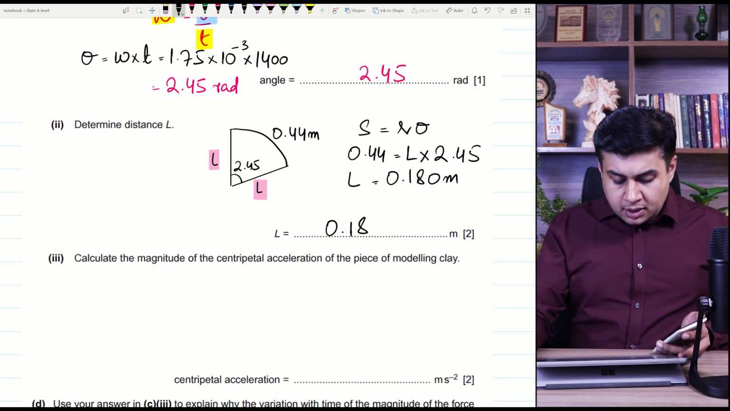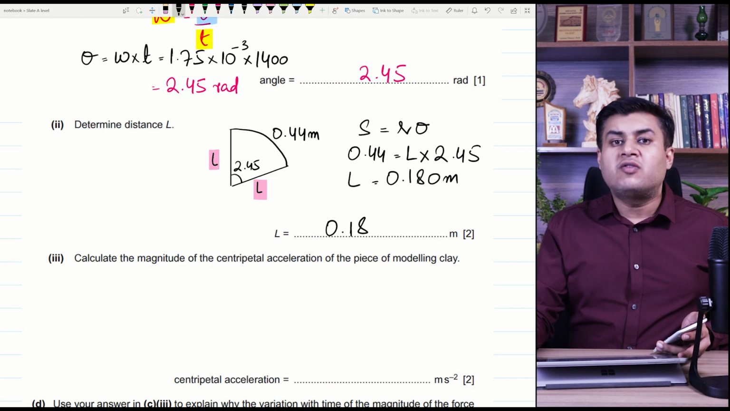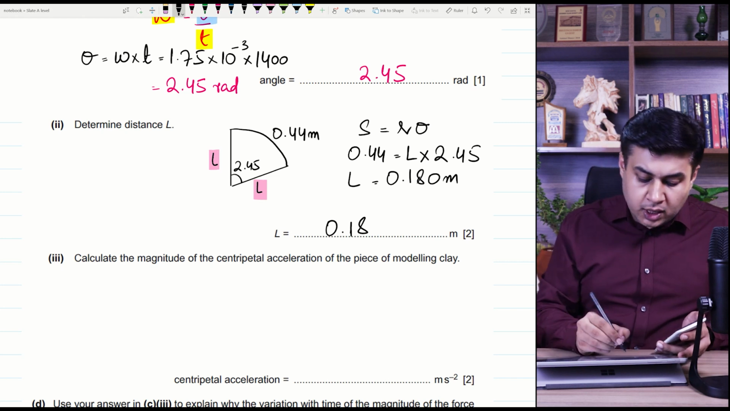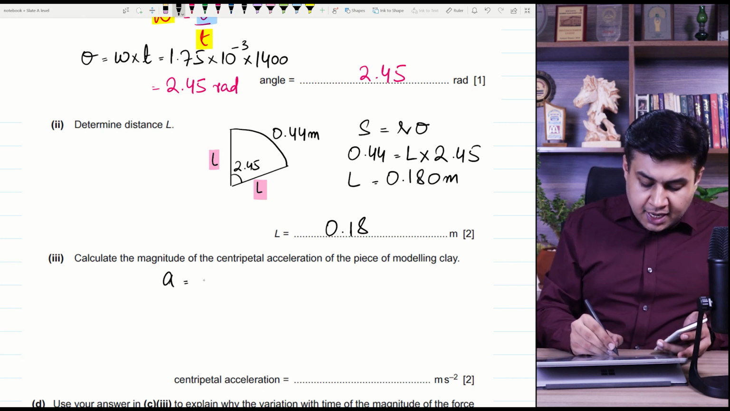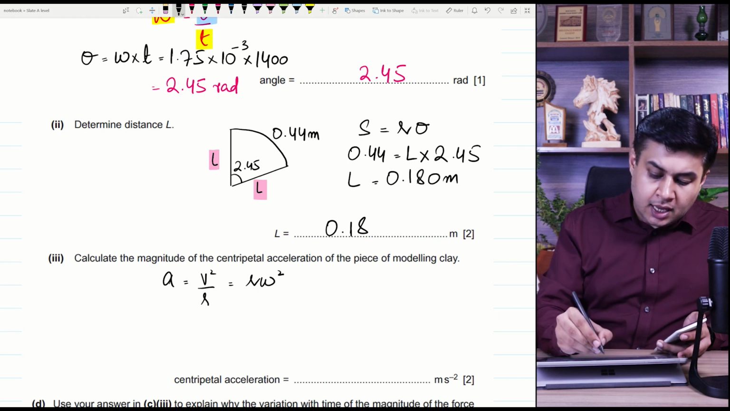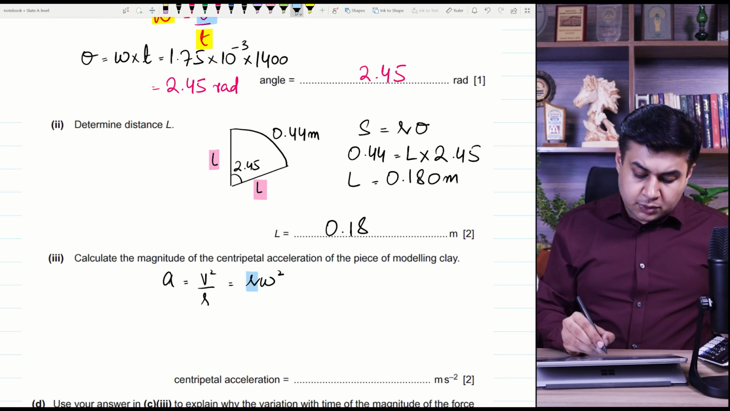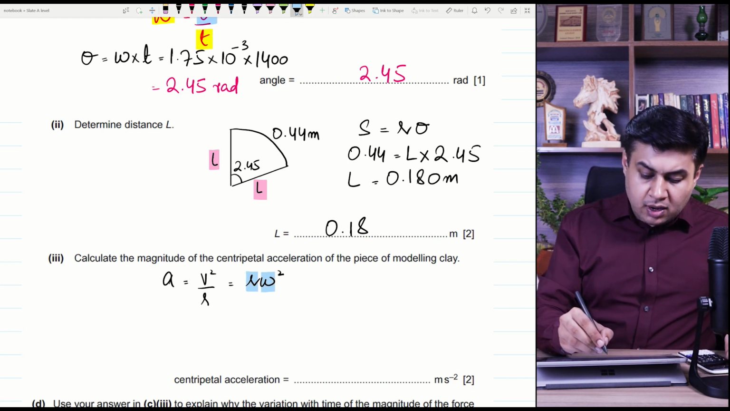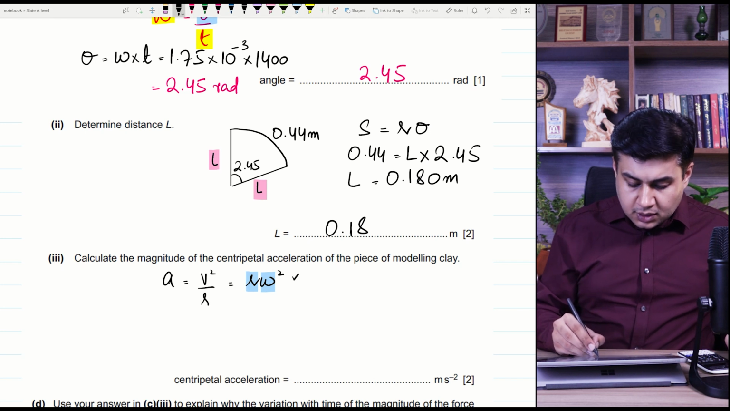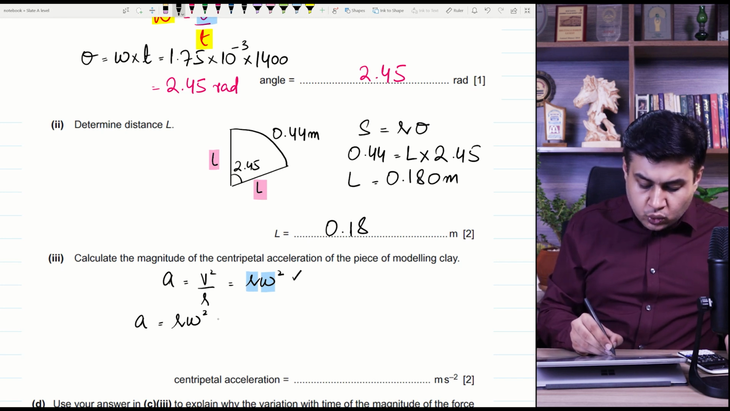Now in the next part, calculate the magnitude of centripetal acceleration for the piece of modeling clay. You have two formulas. Centripetal acceleration is equal to v square over r. Centripetal acceleration is equal to r omega square. ठीक है, यहाँ पर आपके पास बच्चों रेडियस की भी इंफॉर्मेशन है और एंगुलर स्पीड की भी इंफॉर्मेशन है. So I will prefer this second formula, right. Centripetal acceleration is equal to r omega square.